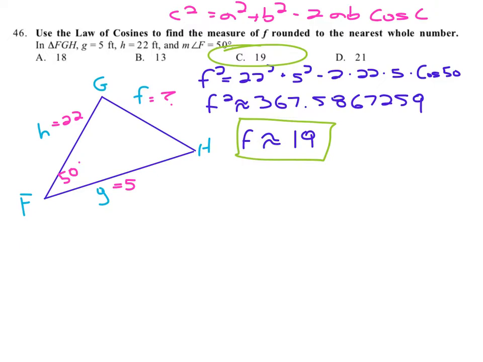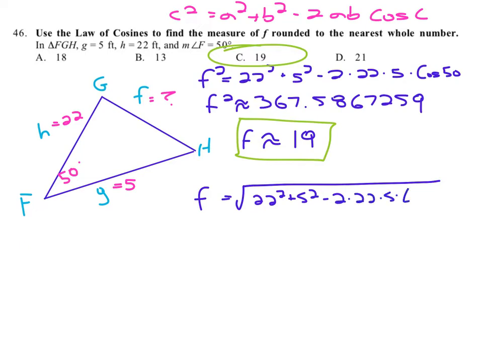Alternatively, you could have said straight away, F is equal to the square root of all of that, 22 squared plus 5 squared, etc. You could have typed all of that straight away into your calculator, and that would have jumped you to the answer straight away. And I don't discourage you from doing that. That's a perfectly fine thing to do. So there you go, there's that one. Let's do a few more.